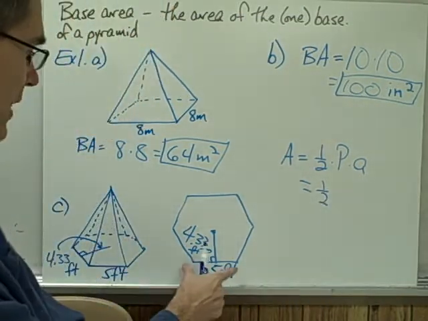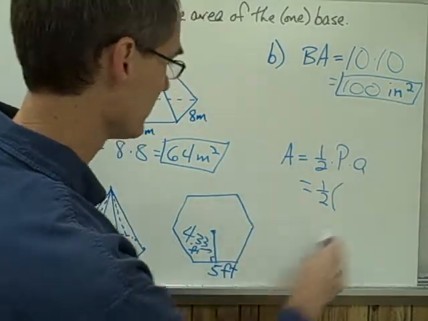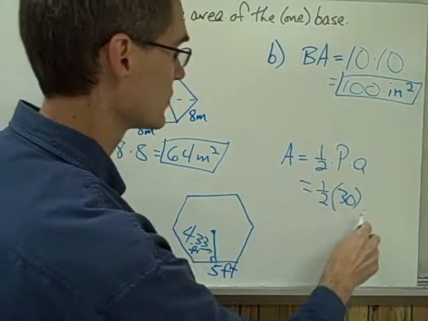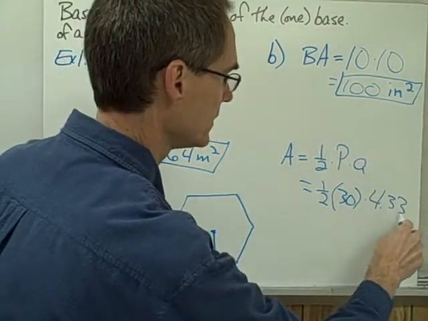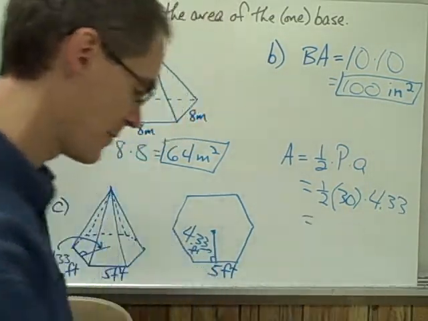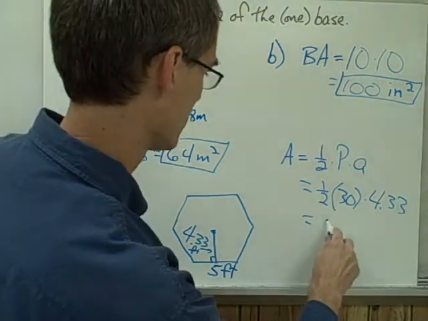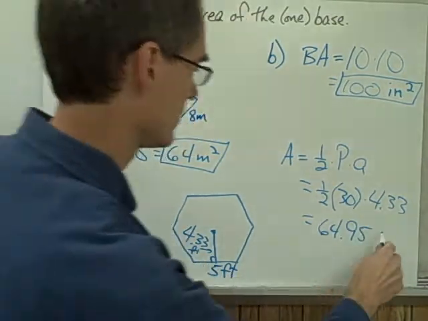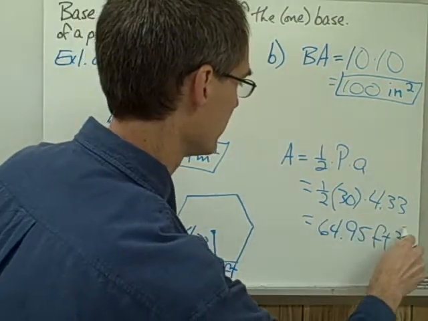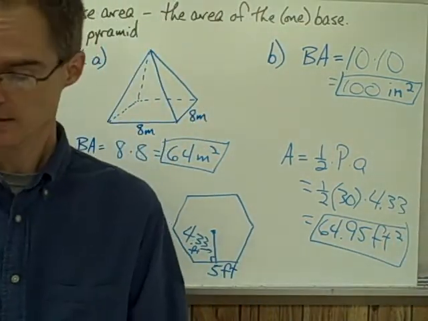Let's see, my perimeter: I've got the length of one side is 5, and I've got 6 sides, so my perimeter is going to be 5 times 6, which is 30. My apothem is 4.33 feet. And if I multiply all those numbers together, with the 1/2, then I get 64.95 square feet. And that's the base area of my hexagonal pyramid.